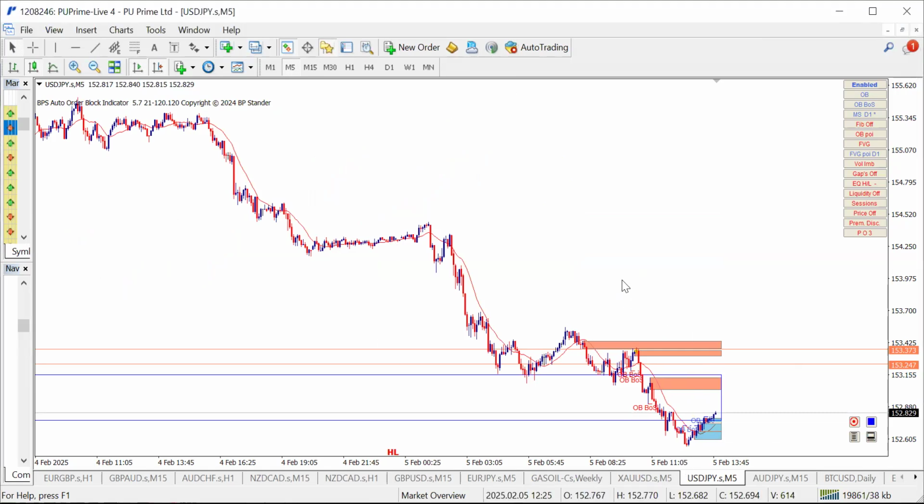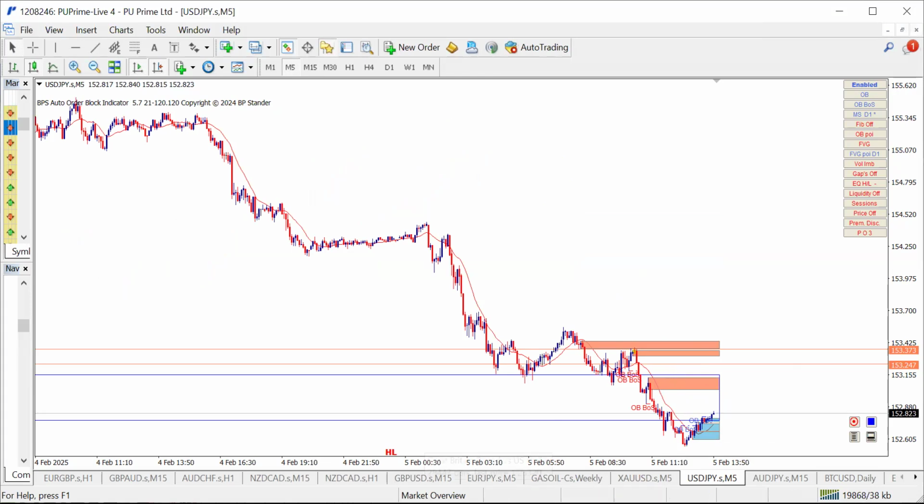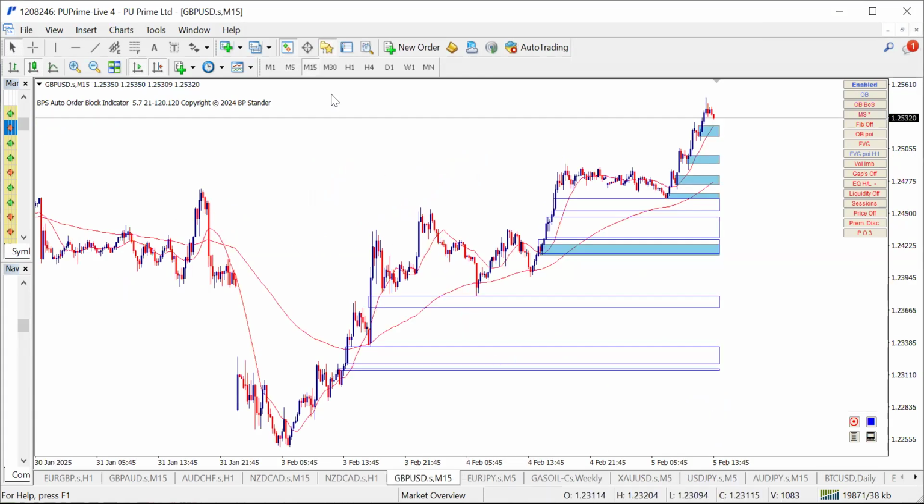So that is that for the dollar pairs. Let's look at GBPUSD.